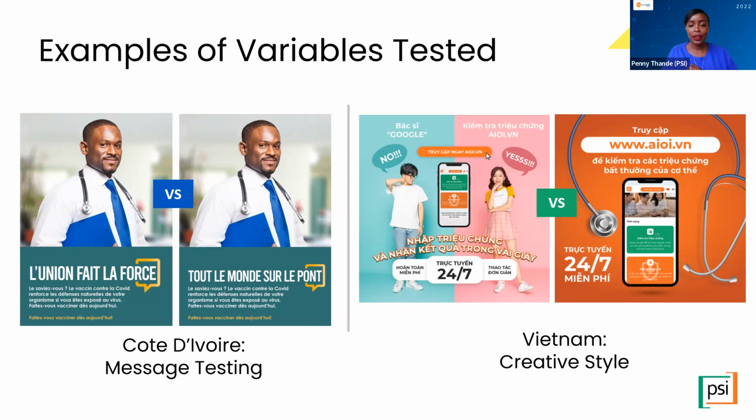And then on the other hand is Vietnam, a symptom checker, an online symptom checker. Here we tested the creative style. On one side we have human beings and the phone in the middle, because the message is an online symptom checker, an app. And on the other side, we have the phone only. We wanted to see which one would stop the scroll, or which one the audience would resonate with better. And the winner is what we carried on to the main campaign to optimize on results.